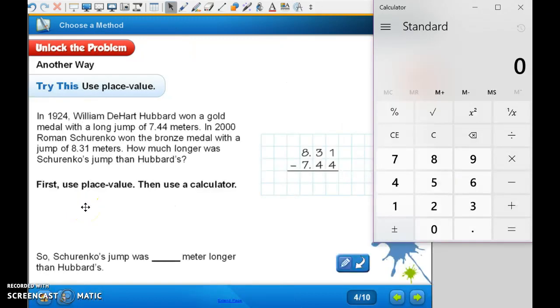All right, now we're going to try another way, and this one, if you look over in your box, is subtraction. In 1924, William DeHart Hubbard won a gold medal with a long jump of 7 44/100 meters. In 2000, Roman Sharenko won the bronze medal with a jump of 8 3/31 meters. How much longer was Sharenko's jump than Hubbard's? First use place value, then use a calculator.